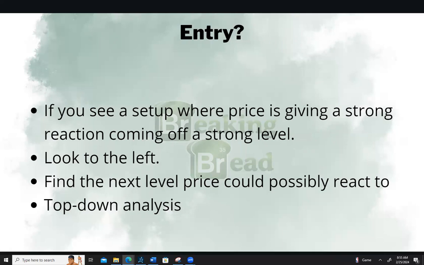All right, so entries. Some things to help you build a case as to why you should take a play: if you see a setup where price is giving a strong reaction, so giving you one of those long wicks coming off a strong level that we talked about, that should add to your confluence of maybe I should take this play. If I look to the left and it's done it in the past and we're currently in the present and it's doing it again, that should add to your confluence of taking that play. Now make sure before you take that play, you look for the next level price could possibly react at that's going against you, because you want to make sure your reward is worth the risk of taking that play.